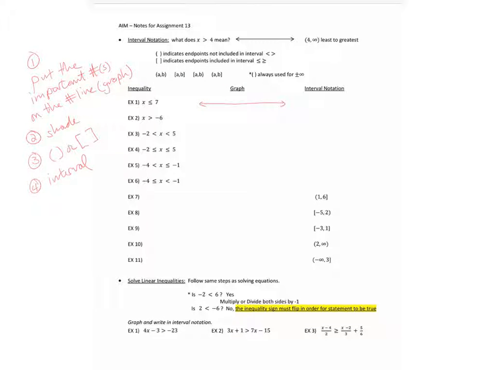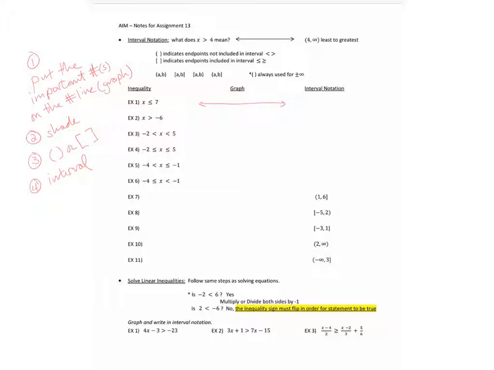Okay, real quick lesson on inequalities, graphs, and interval notation. So if you start with an inequality, you want to put the important numbers on a number line, aka the graph, first. You want to shade the correct direction, that's either going to be left or right.